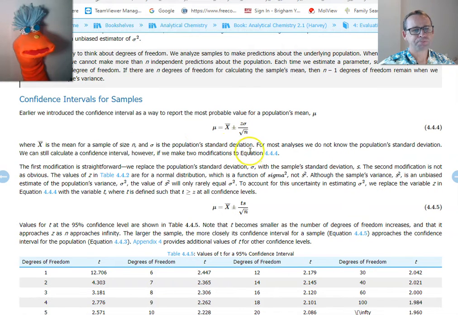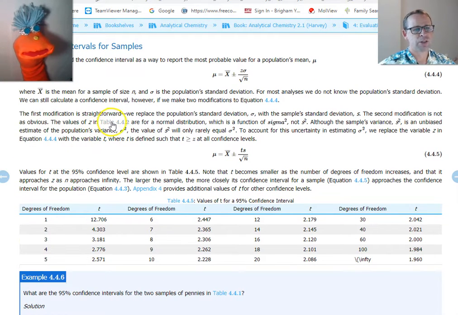All right? And for most analyses, we do not know the population's standard deviation, right? So we don't know about the population usually. But we can still calculate a confidence interval if we make a couple of modifications. The first modification is straightforward. We replace the population's standard deviation with our sample's standard deviation.